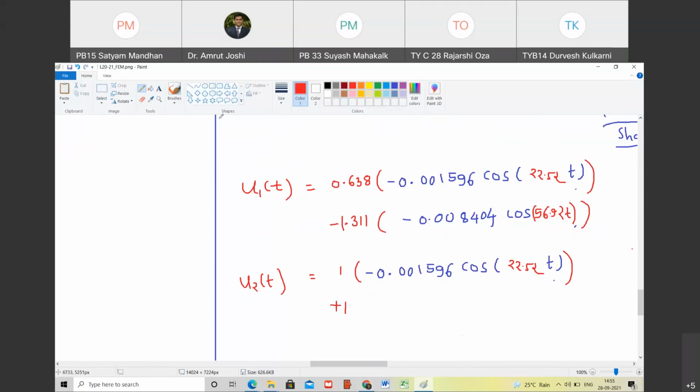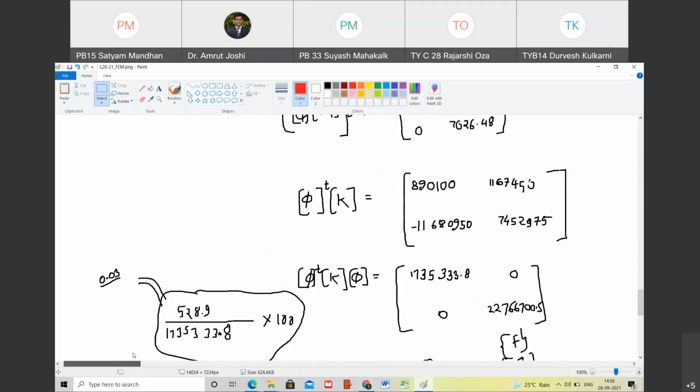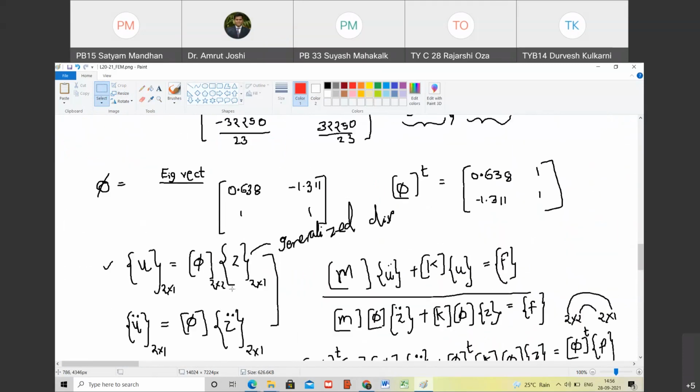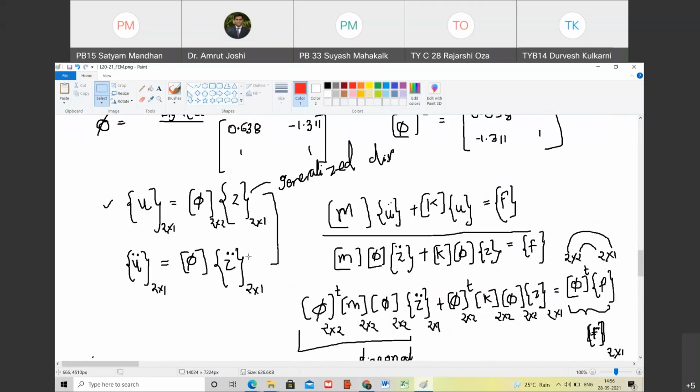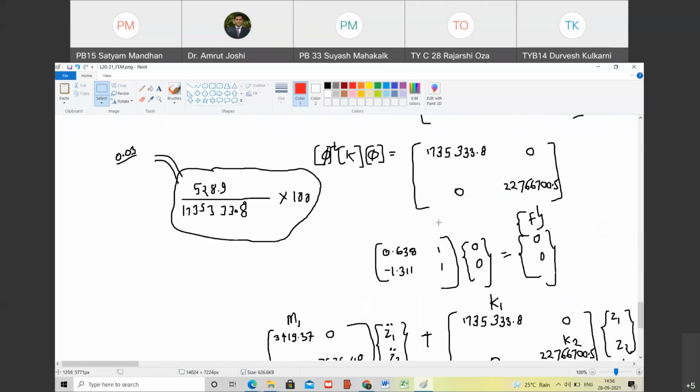Plus 1 into Z2 of t, that is this quantity itself. Happy? Yes, sir. Now let us take, I hope we have not made any mistake. Our substitution is U equal to 5z, right? U equal to 5z, yes. 5z double dot, that is correct. Yes, so this is done.